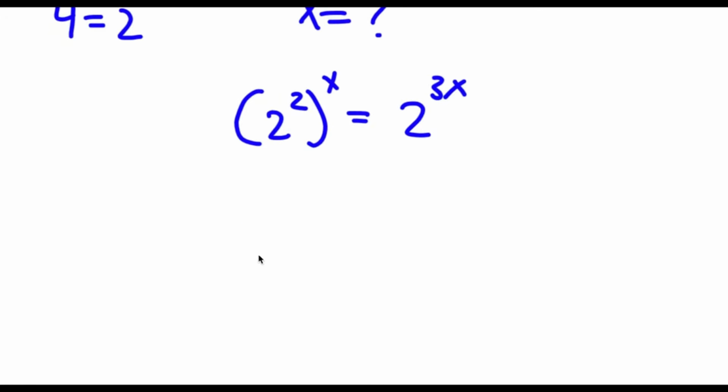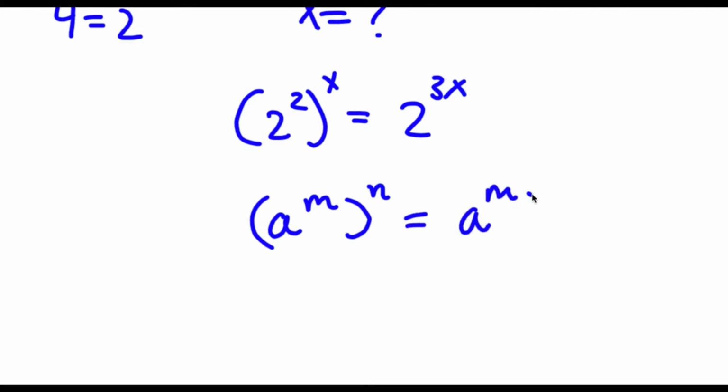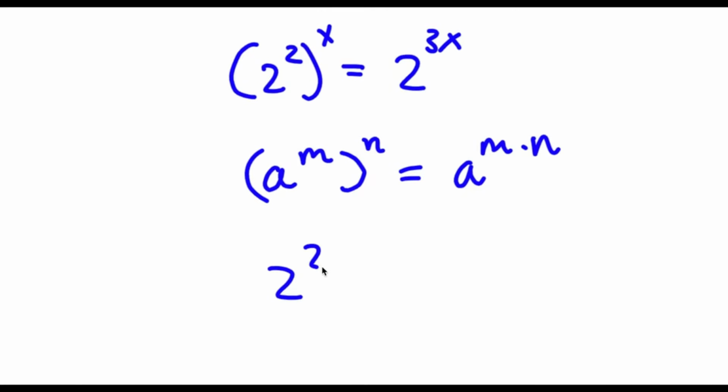Now, if I have something in the form a to the power of m to the power of n, this is equal to a to the power of m times n. So 2 to the power of 2 to the power of x is going to equal 2 to the power of 2 times x, which is the same thing as 2x. Now this is equal to 2 to the power of 3x.